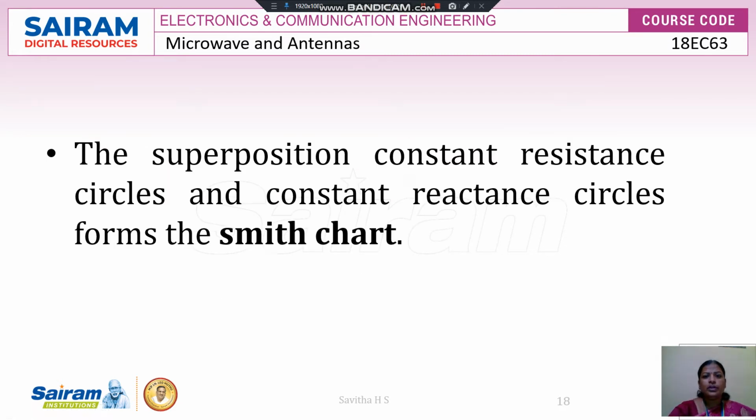So the superposition of constant resistance circles and constant reactance circles forms a Smith chart. Already I showed the diagram of the constant r circles and the constant x circles, that is, the reactance circles. This superposition of constant r circles, that is resistance circles, with the reactance circles is called a Smith chart. This Smith chart is a graphical aid for solving transmission line problems very easily.